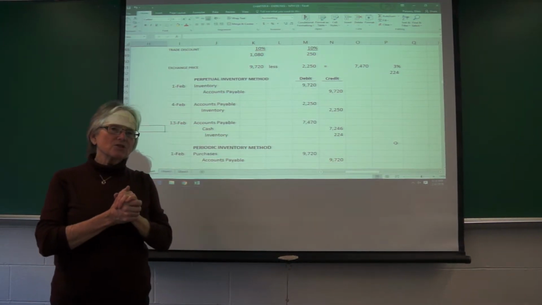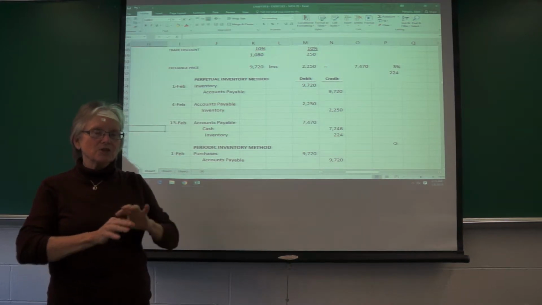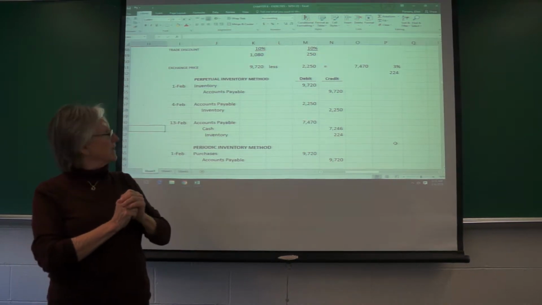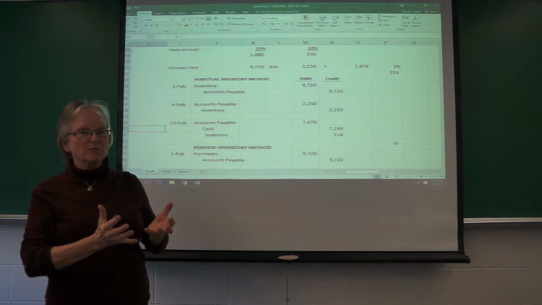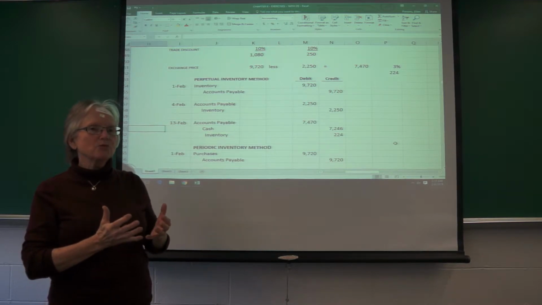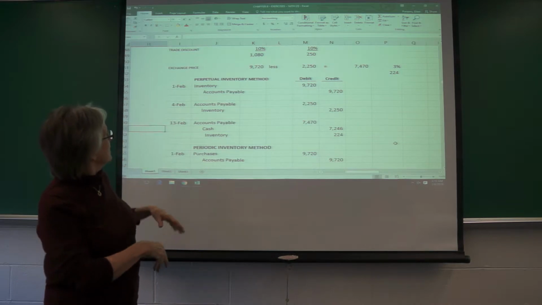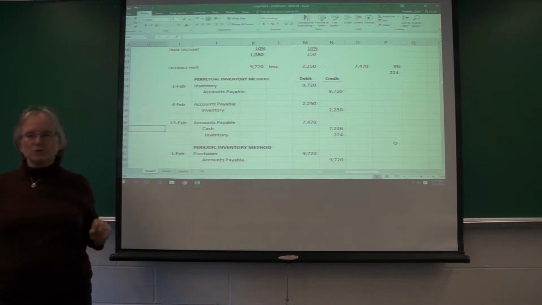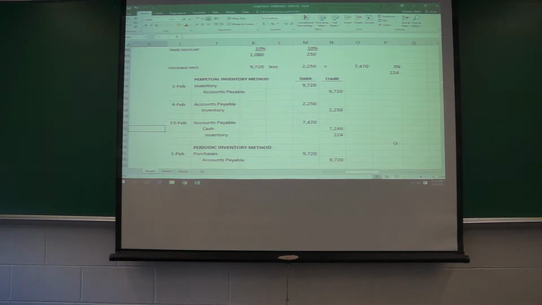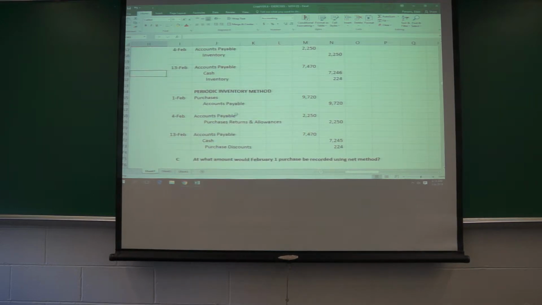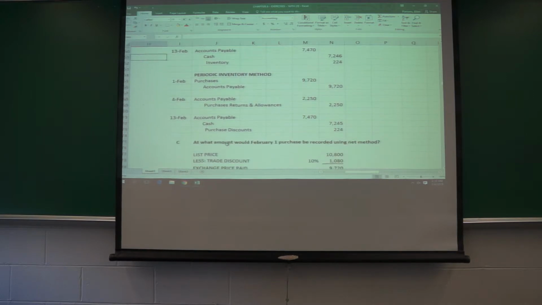So the distinction here is between the trade discount, which comes off the top, and you get to the exchange price paid. It is off that exchange price paid that you're computing any of your purchase discounts. Okay, so this is perpetual inventory. If we were using a periodic, we would just be using different accounts: purchases, purchase returns and allowances, and purchase discounts. Okay, so that's that one.